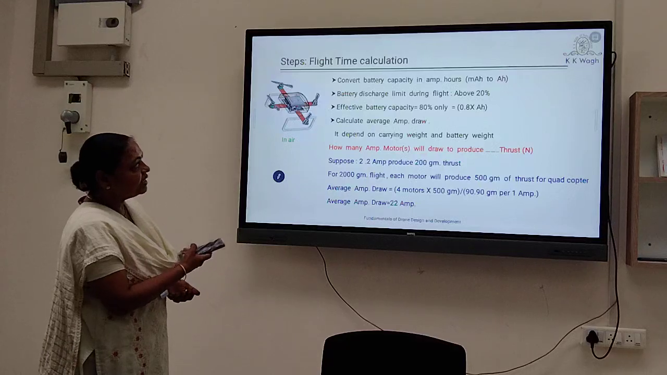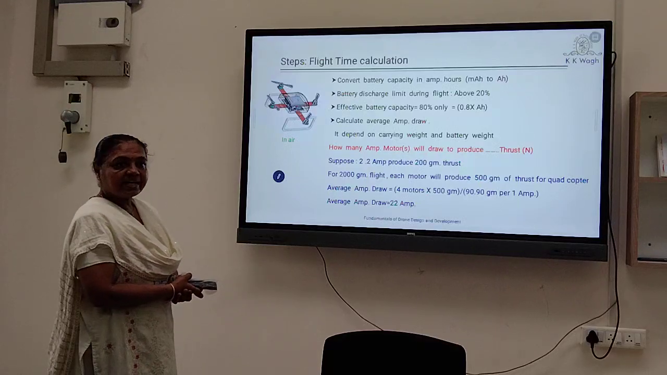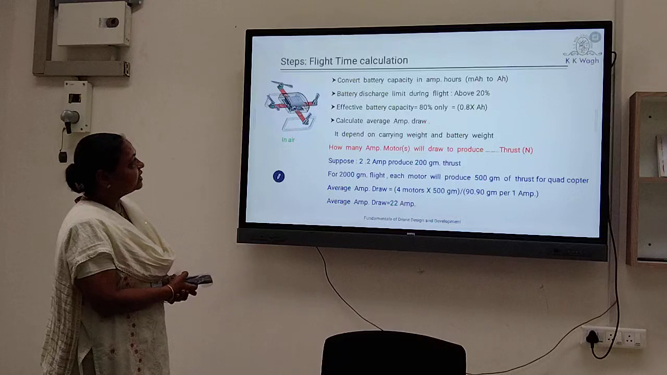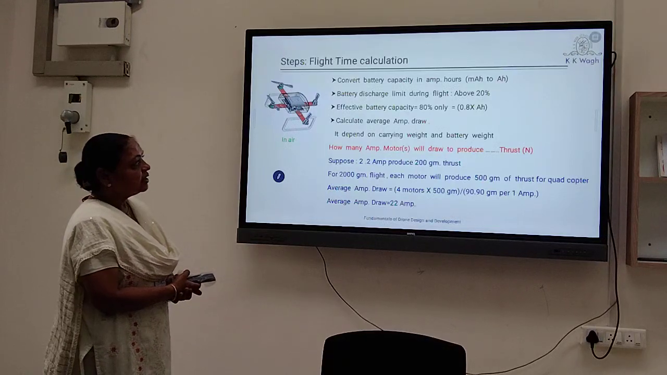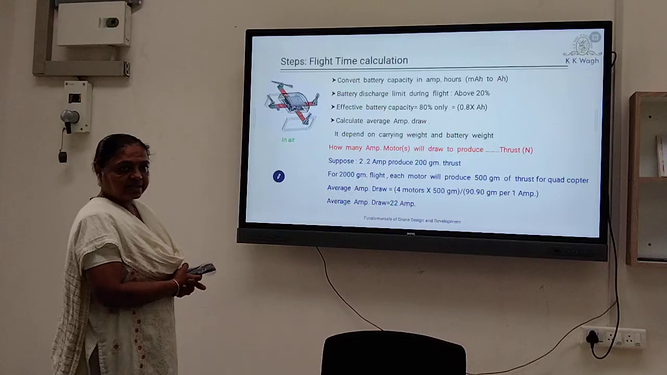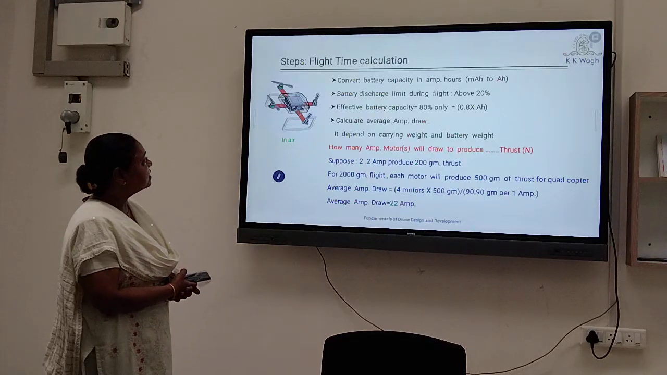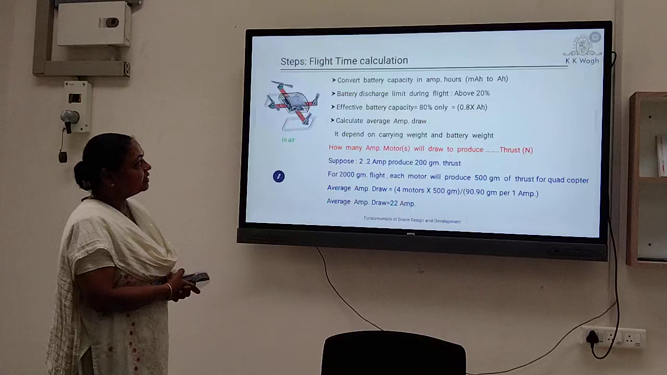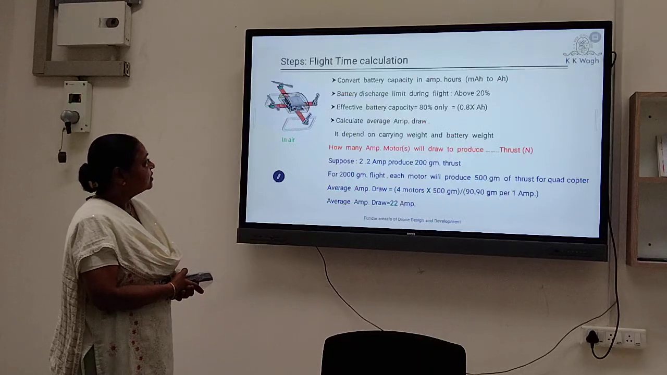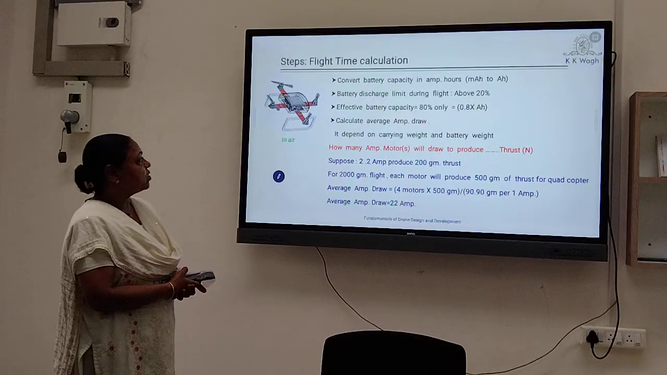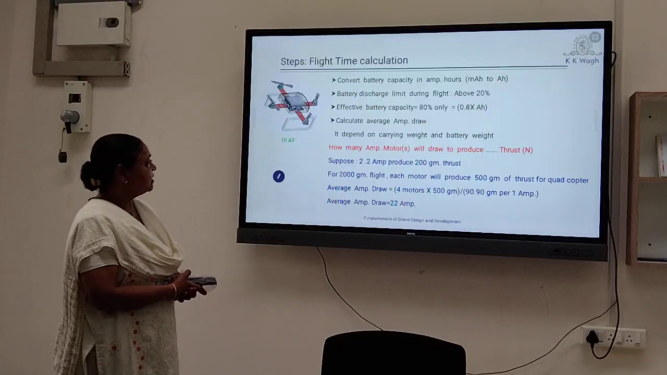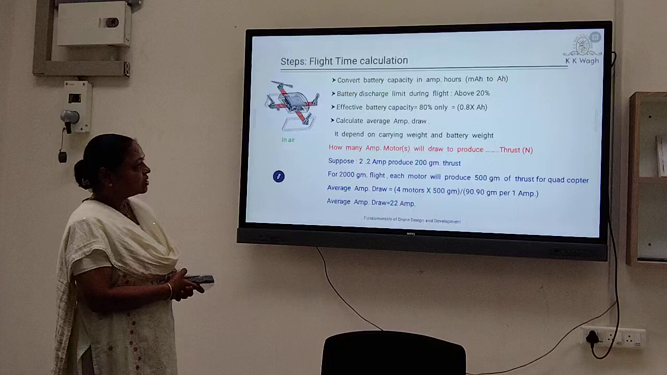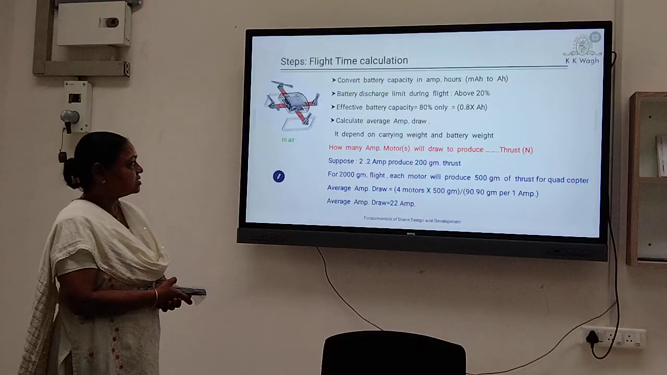Flight time calculation. Convert battery capacity into ampere hours. Then the battery discharge limit during flight is considered about 20%, not up to 0%. So the effective battery capacity is 80% only. Then calculate the average ampere drawn current, which depends on carrying weight and battery weight. How many amperes do the motors draw to produce thrust?